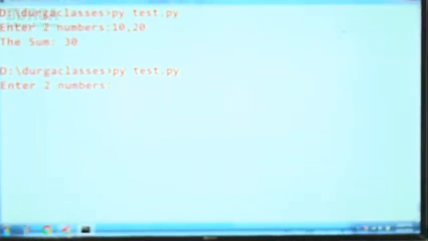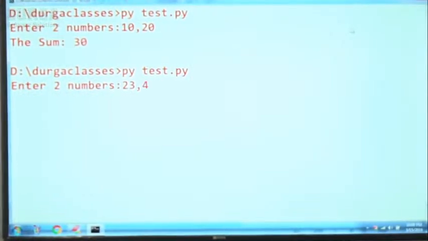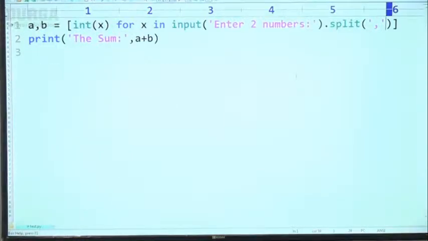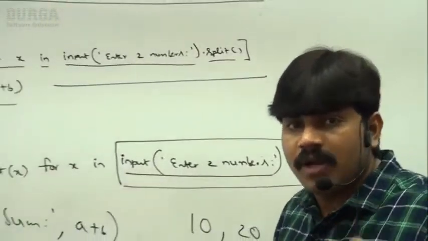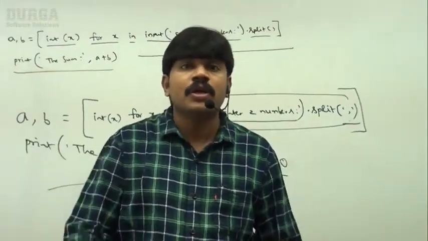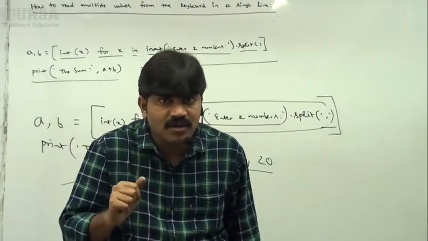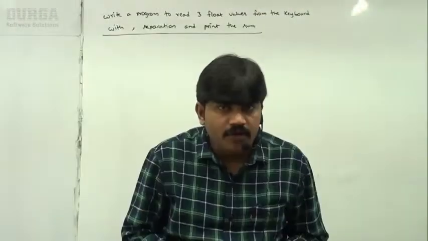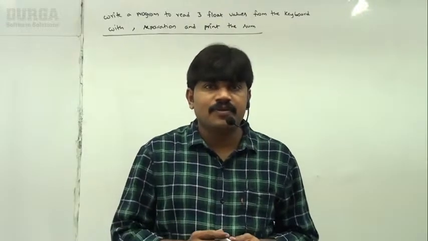Now observe, the sum is 30. Enter two numbers, 23 comma 45. Now we are going to get 68. That's all. This is a simple example, sir, of how to read multiple values from the keyboard in a single line. A small shortcut, try to get this concept well. Clear, right? Now I will go for another example.